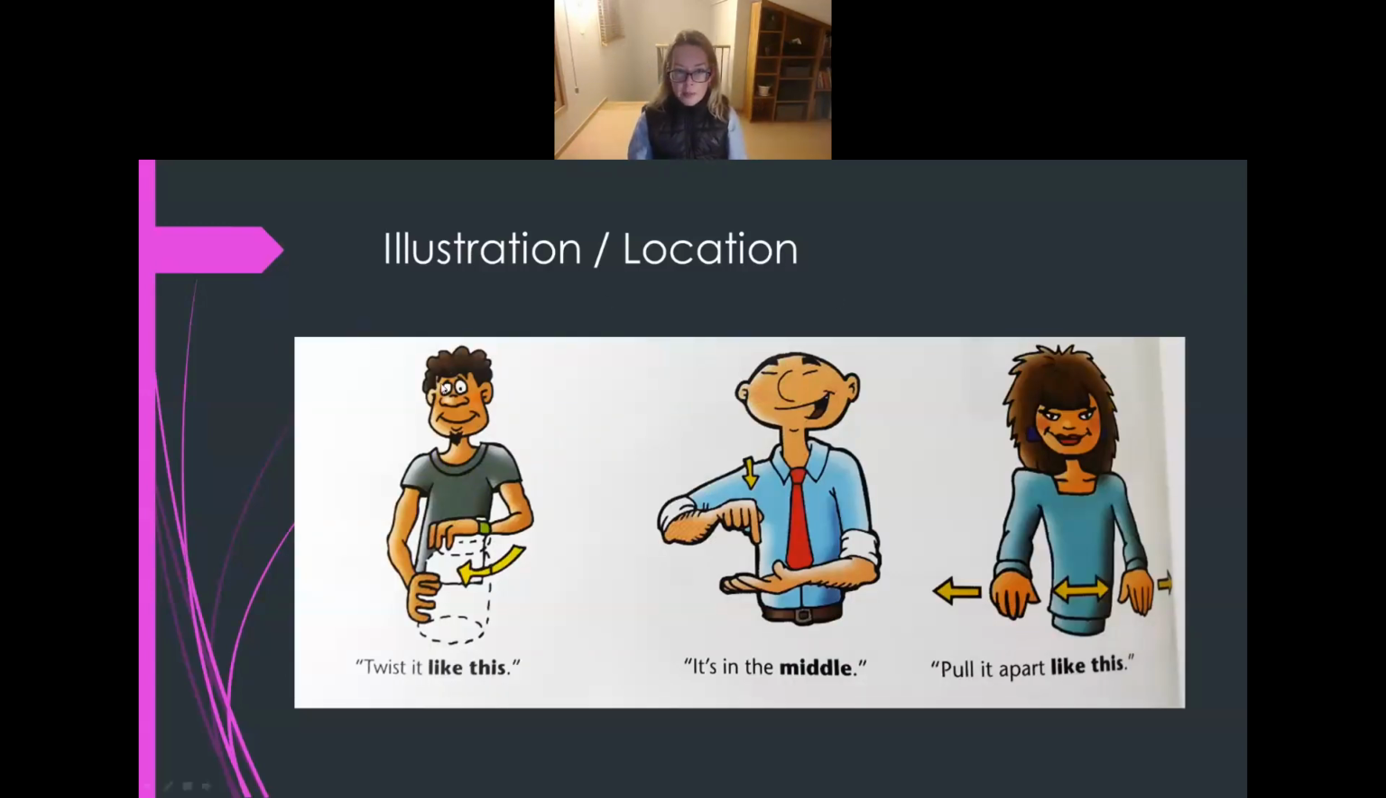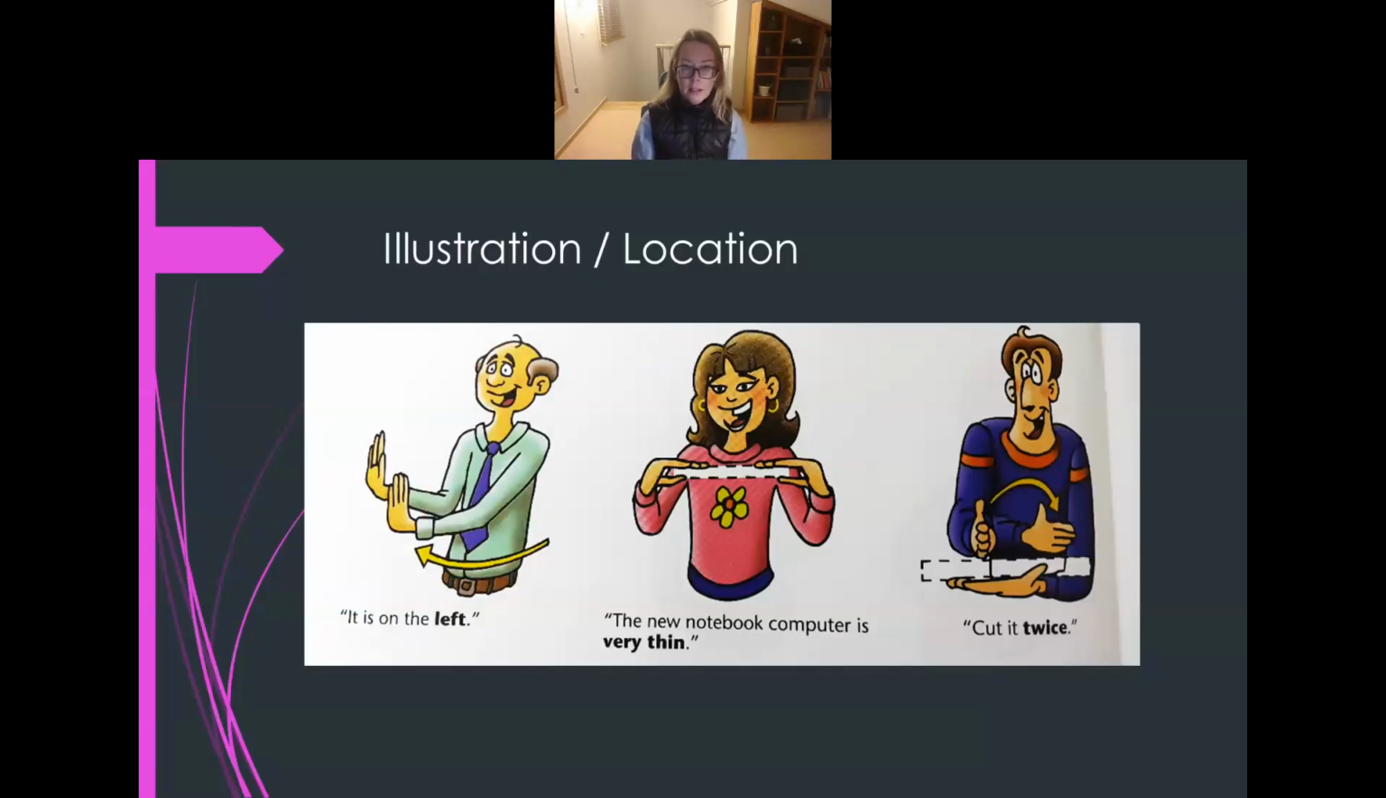Okay, more examples of illustration or location. So twist it like this. Here he's got it in the middle. This lady, pull it apart like this. Okay, anyways, you guys get the picture.